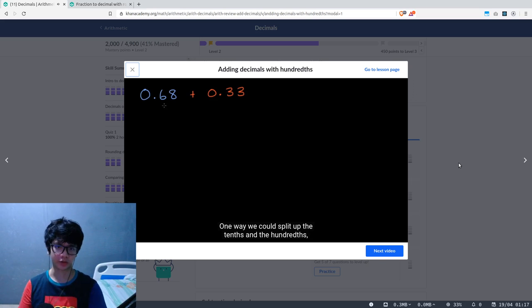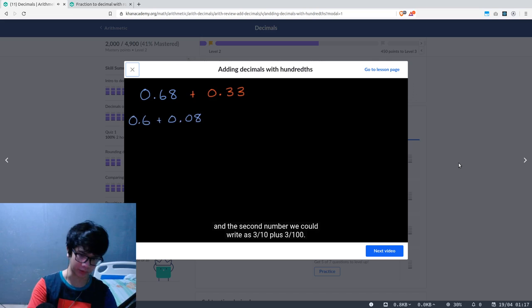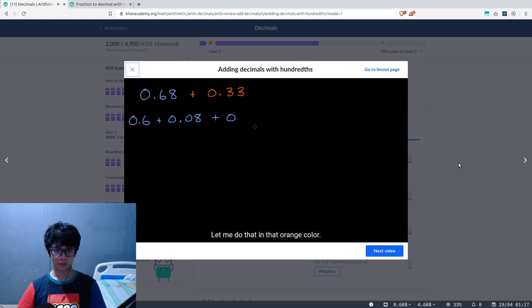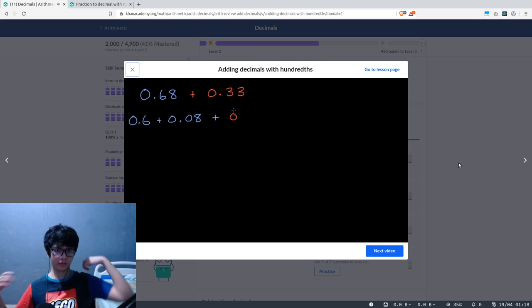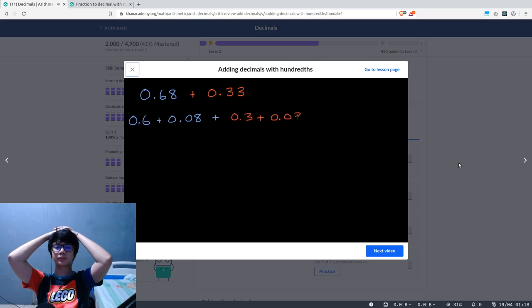One way we could split up the tenths and the hundredths. Actually, let's do it that way. So we could rewrite this first number as 6/10 plus 8/100, and the second number we could write as 3/10 plus 3/100. Let me do that in that orange color. So 3/10 plus 3/100.